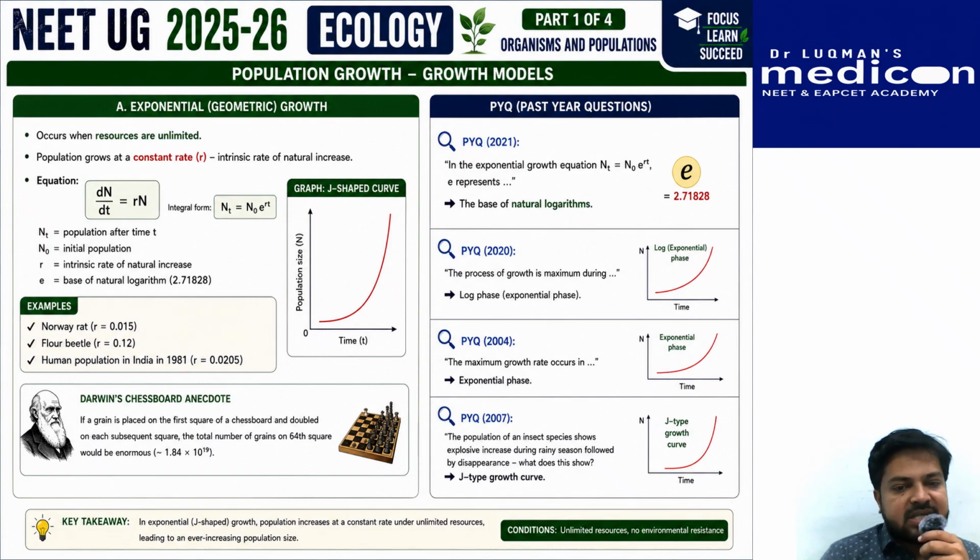Okay, let's see what the key takeaways are. In exponential growth, that is the J-shaped growth curve, population increases at a constant rate under unlimited resources, leading to an ever increasing population size. So the conditions are unlimited resources and no environmental resistance.